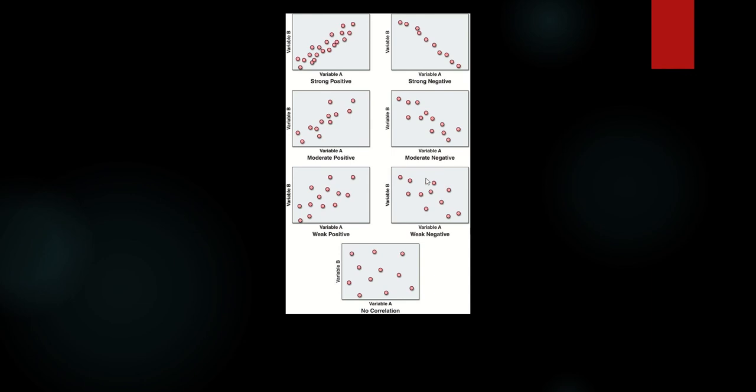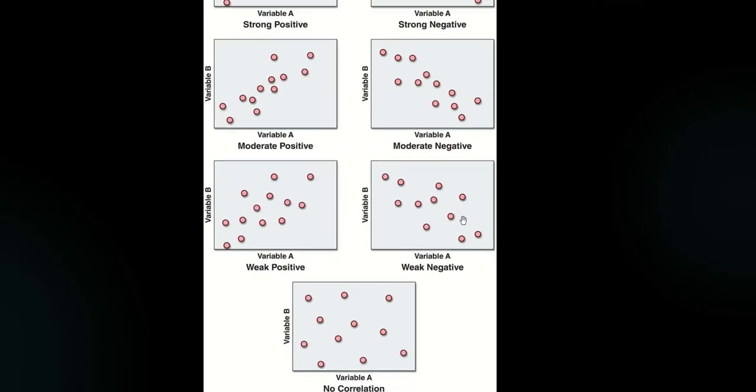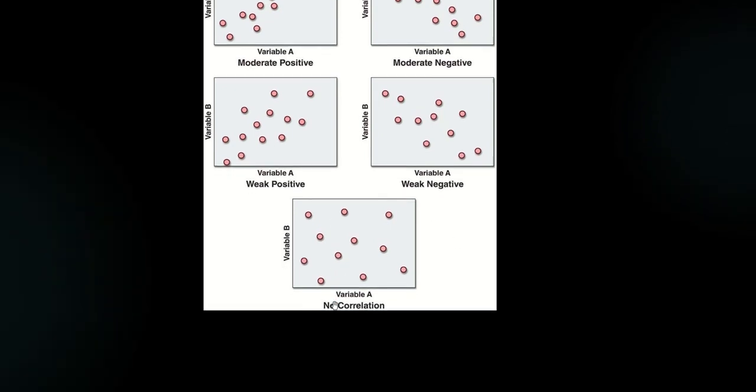And here it is also weak because they are not close to each other, and this tends to go downwards, so it's weak negative. Do you understand the difference between these shapes? And this one has no correlation between these measurements because they are distributed.